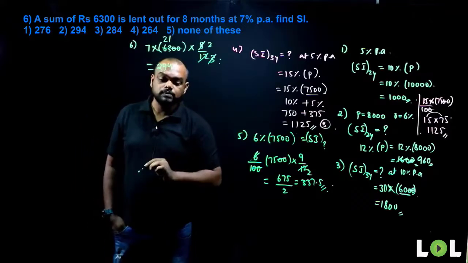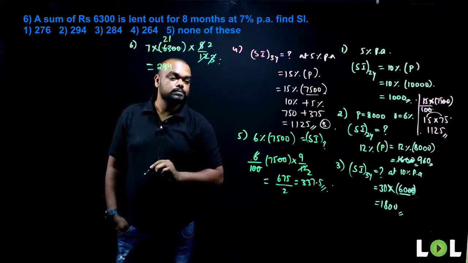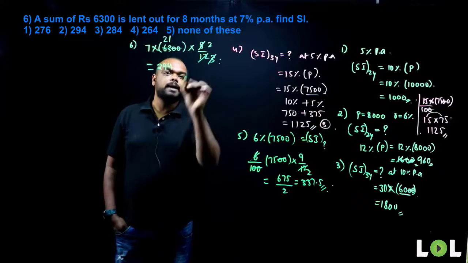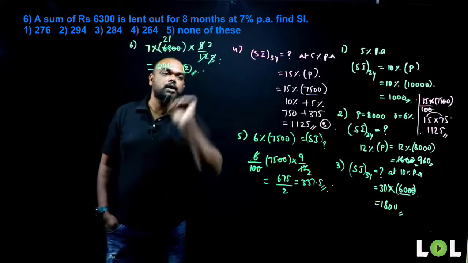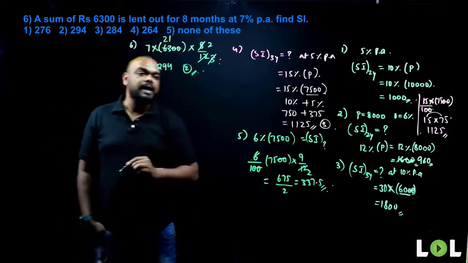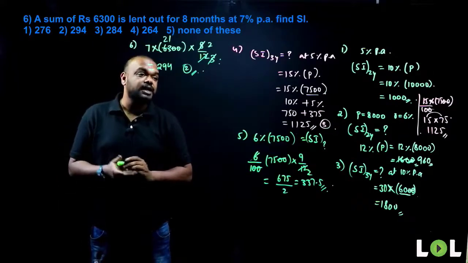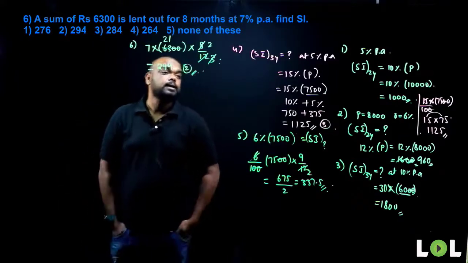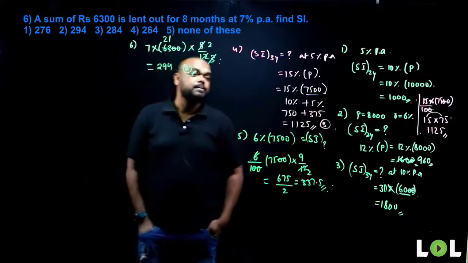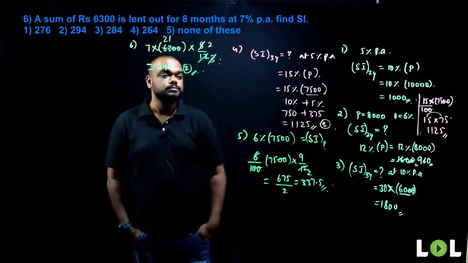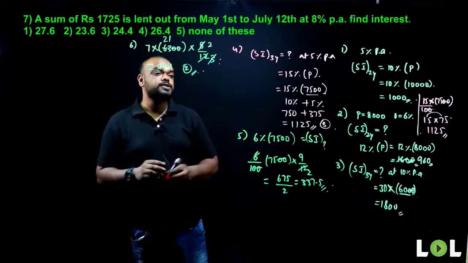Do we have the option? 294. Yes, sir. Yes, option number 2. That must be my answer. Okay. 294 is my answer. Am I clear? Perfect, Gayatri. Good. Am I clear with this question? Can we continue with the next type? Okay. Next question, please.